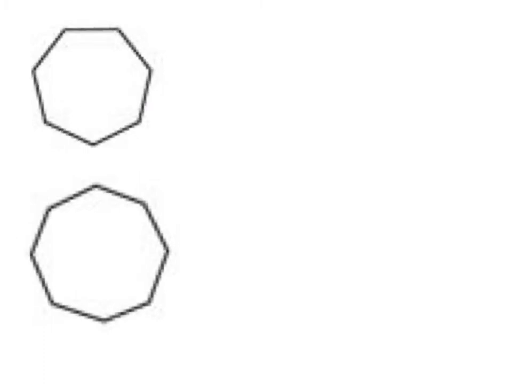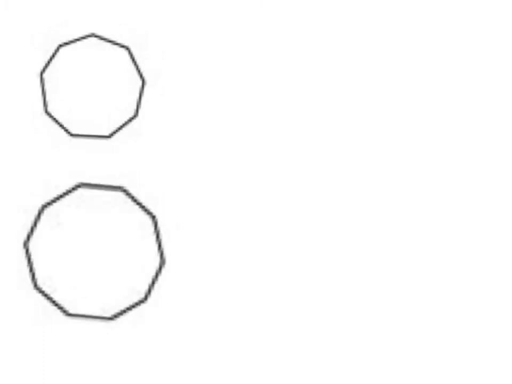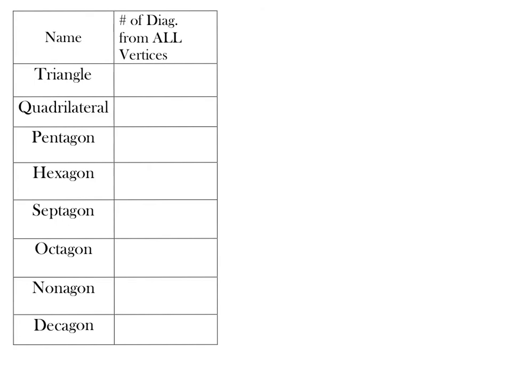As you can see, these two, get to the last column on your chart. So on this column, this is where you're going to fill in your information. So again, with a triangle, we created 0. Our quadrilateral, we created 2. With our pentagon, we created 5. So your job is to finish this up in regards to that.